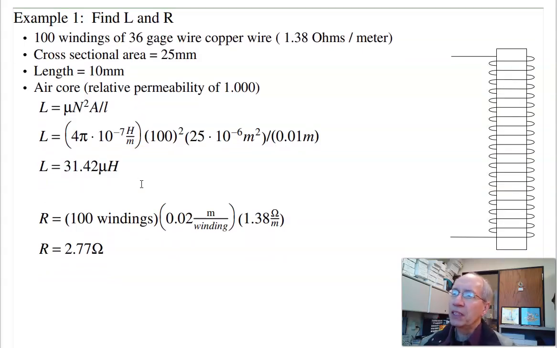So to give an idea of how to calculate the inductance, suppose I have 100 windings of 36 gauge copper around a hollow tube filled by air. Assume the tube is 1 inch diameter. The length of the inductor is 10 millimeters. The inductance is calculated by this formula. It's a constant mu times the number of turns squared times the cross-sectional area, divided by the length of the inductor. Plugging in numbers, this is the constant mu, it's just a natural constant, times the number of turns squared, the area, the length, I get 31 microhenries.